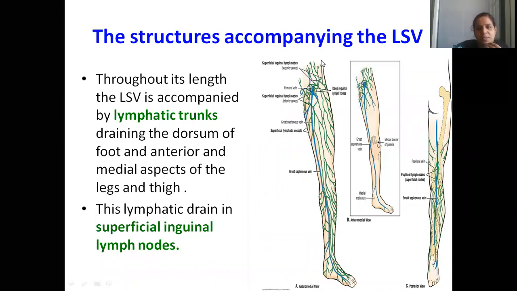Then the structures accompanying this, see this is all great saphenous vein. These green lines are all indicating lymphatic vessels, lymph nodes, round ones. So throughout its length, the great saphenous vein is accompanied by lymphatic trunks, draining the dorsum of the foot, anterior and medial aspect of leg and thigh. The lymphatic drainage accompanying the great saphenous vein is going into superficial inguinal group of lymph nodes.